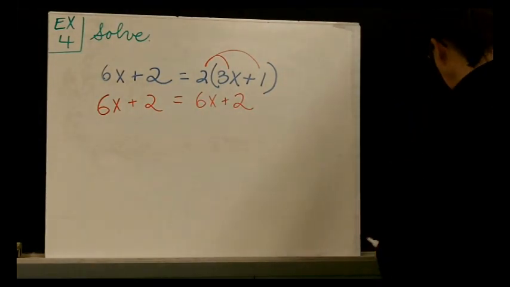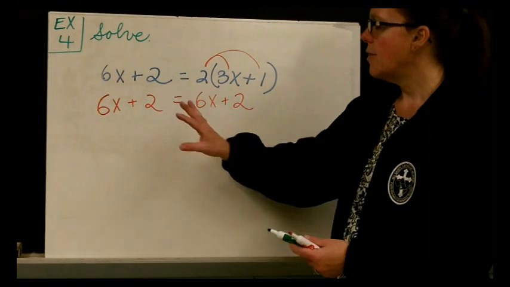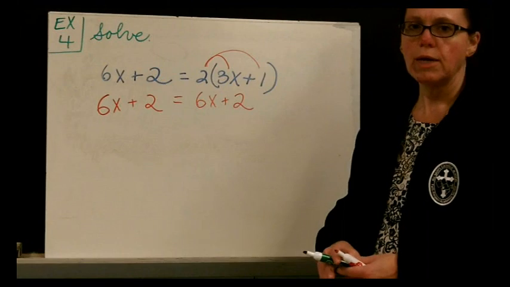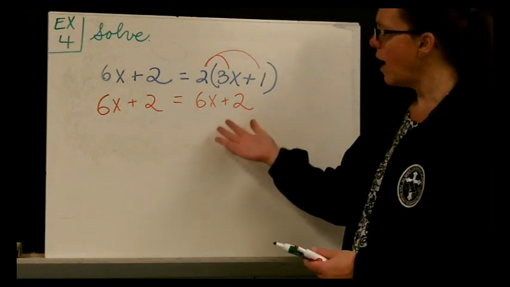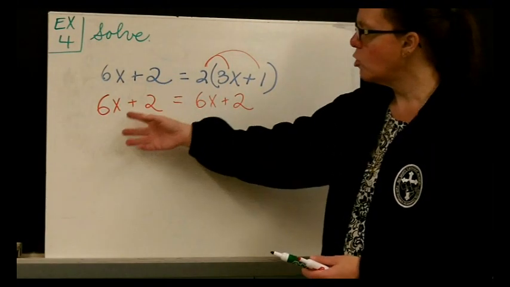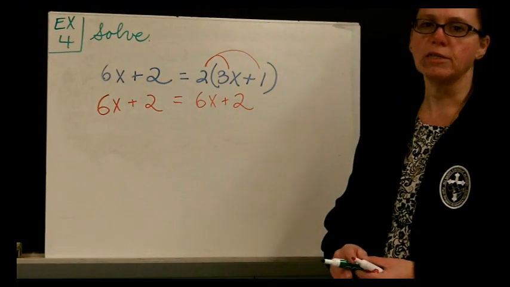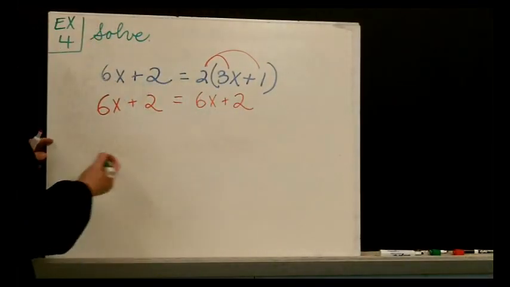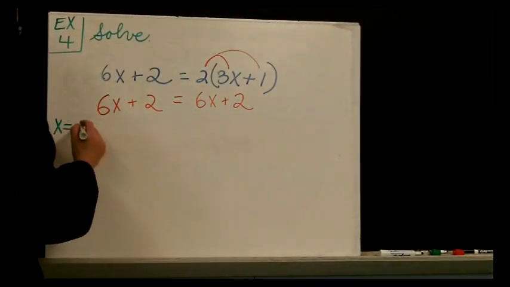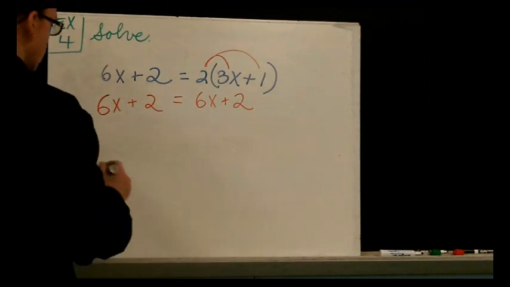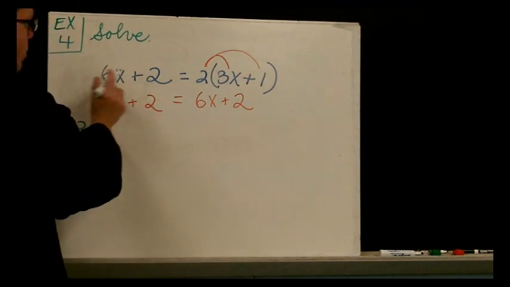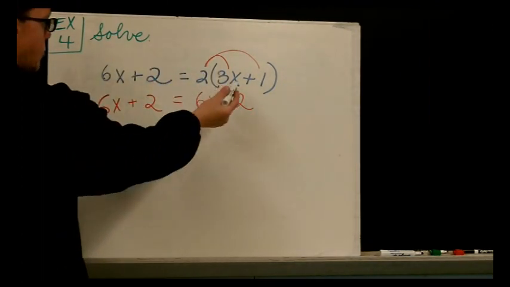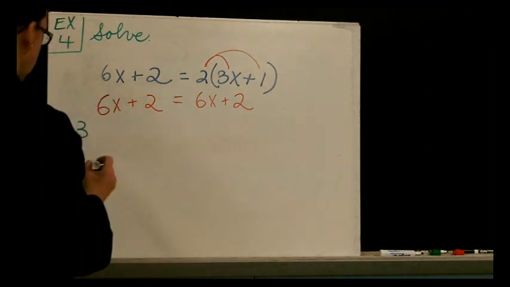Now when that happens, what that means is this equation has an infinite number of solutions, meaning that no matter what value you assign to x, you will always get the same number on both sides of the equation. Let's try it. Let's just say x will equal 3. So what I'm going to do is rewrite our original equation, and this time substitute a 3 for our x.